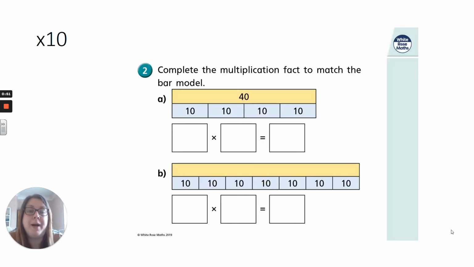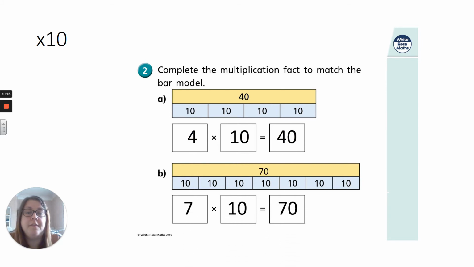Let's have a look at these bar models then. So here on our first bar model, we've got the whole as 40. And we've got how many lots of 10? So what would we write as our multiplication sentence here? Pause the video and have a go, and also have a look at the next one, but the whole is missing for the next one.